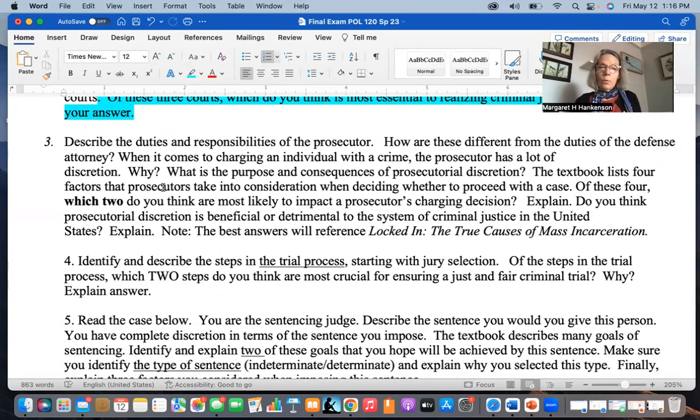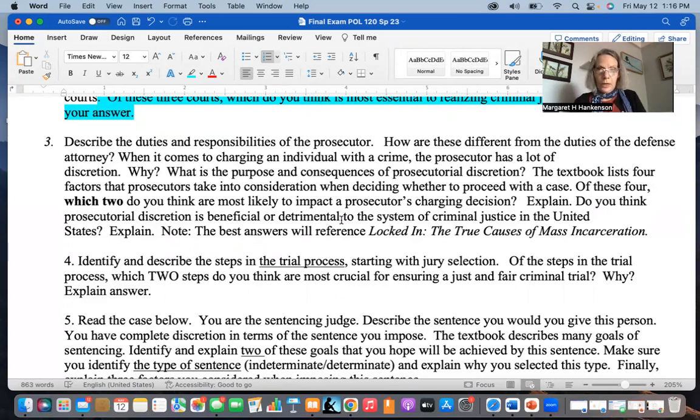I want you to tell me what it is and why the prosecutor has that discretion. And then what are some of the reasons for why we give the prosecutor discretion and what are some of the consequences? And then in lecture and also the textbook there's 4 factors that prosecutors take into consideration when deciding whether or not to proceed with the case, right?